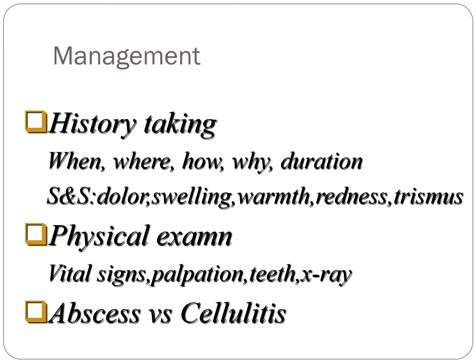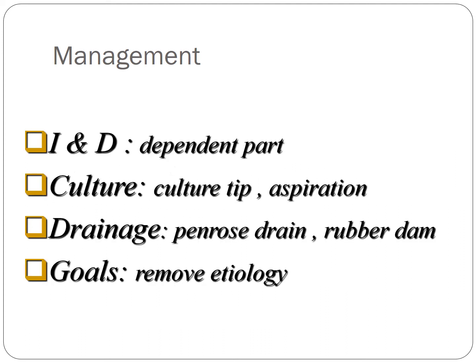And always you should be able to differentiate between the abscess and cellulitis. You should be able to confirm in which stage the infection is, whether it is in the cellulitis stage or in the abscess stage. So the management part: I and D means incision and drainage. Normally this is placed on the dependent part of the abscess. I've got a few slides towards the end of this lecture which will tell you how to do an incision and drainage. Okay.